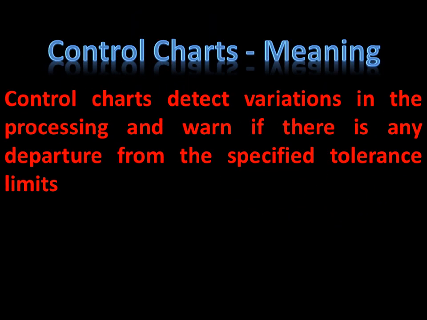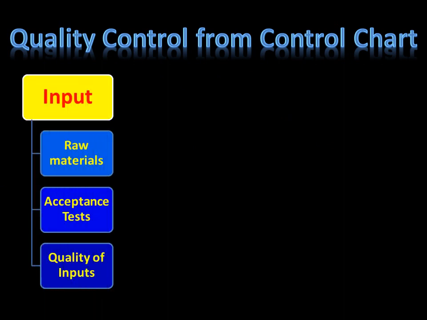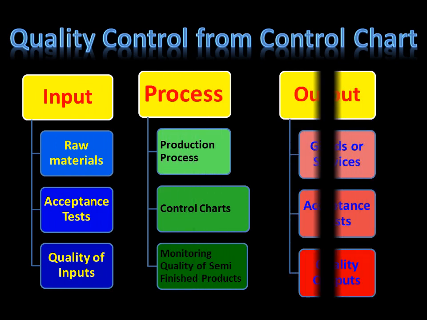Control charts detect variations in the processing and warn if there is any departure from the specified tolerance limit. A control chart can be seen as a part of an objective and disciplined approach that enables correct decisions regarding control of the process. Any manufacturing unit will have three areas for quality control. They are input, process and output.